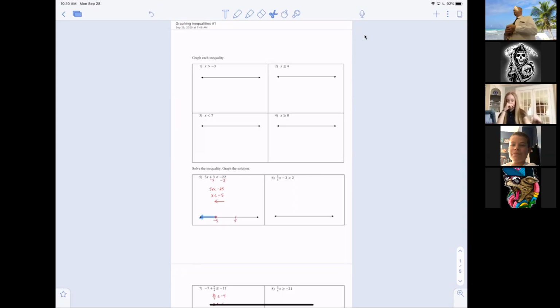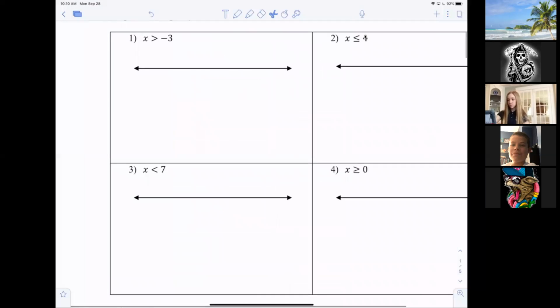So with today, we're going to write a few rules. The best way to write the rules is to just explain them as I go through questions 1, 2, 3, and 4, because graphing inequality is very simple. So here we go. Let's take a look at number 1. We're going to do 1, 2, 3, and 4 together, and then we're going to do the evens.